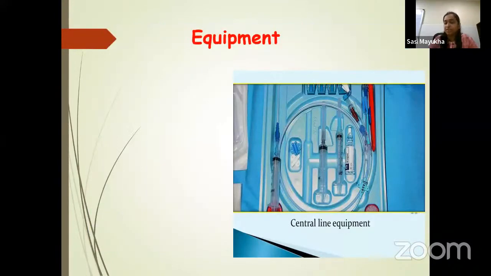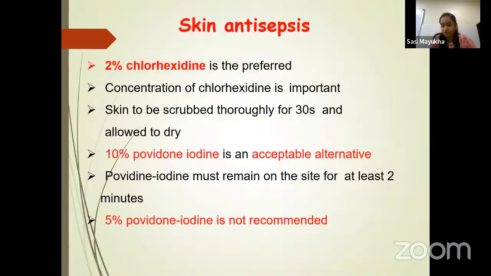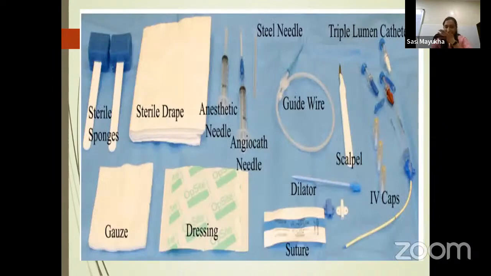This is the central line equipment. I think all of you would have seen this; this is the kit which will be available to us. As you can see in this slide, there is a needle which is required for the venous insertion. This is the guide wire. This is the scalpel which is required. And here you can see there are 3 lumens. This is a central line catheter with 3 lumens. There will be two 16 gauge and one 18 gauge for IV fluids or blood transfusions. And this is the dilator which will be used for dilatation.